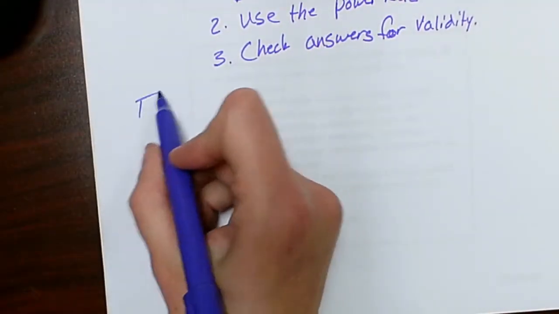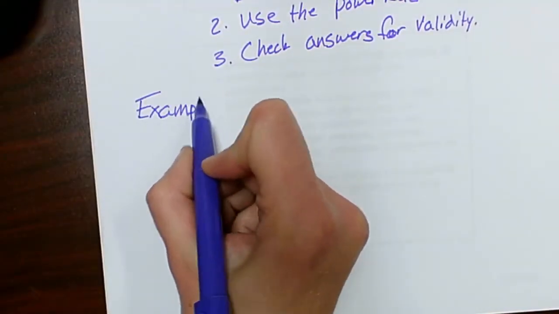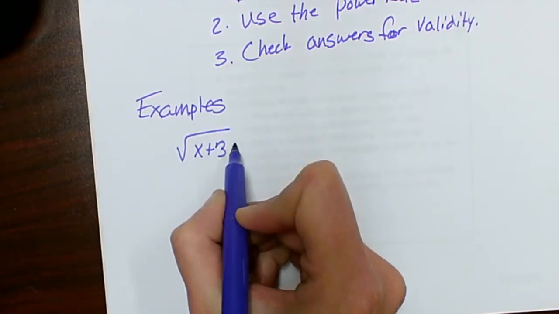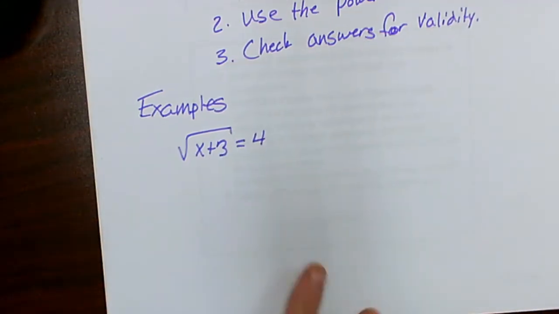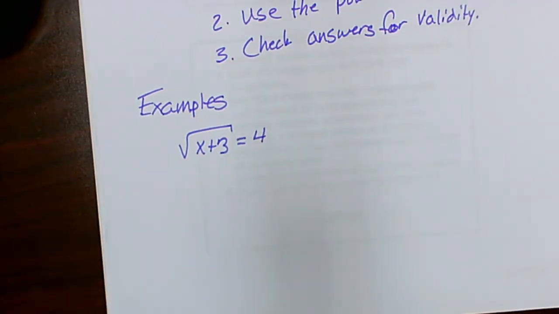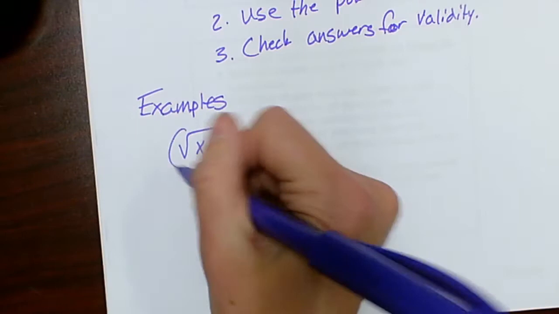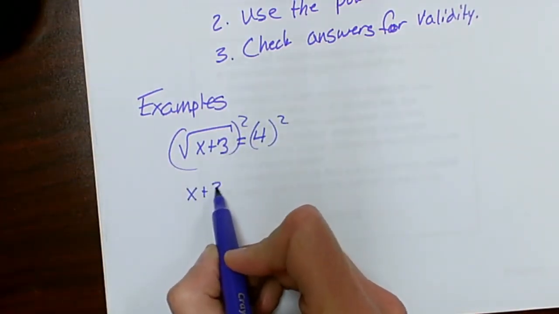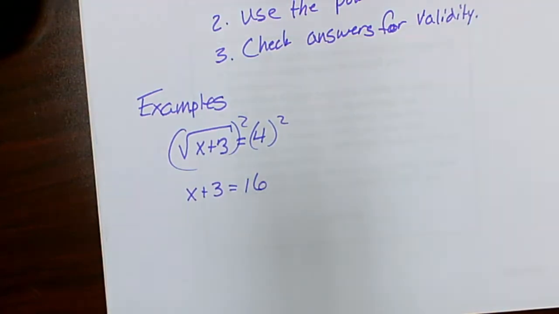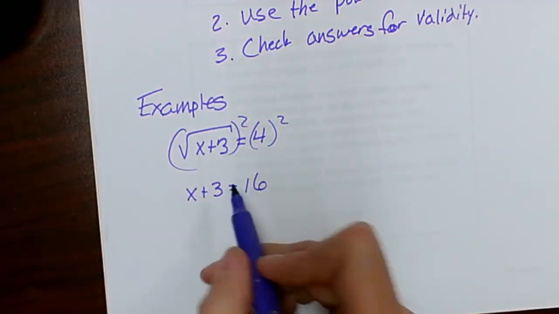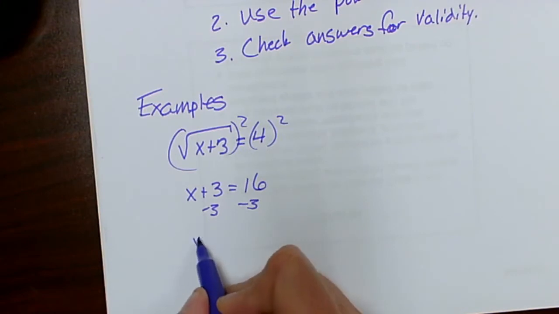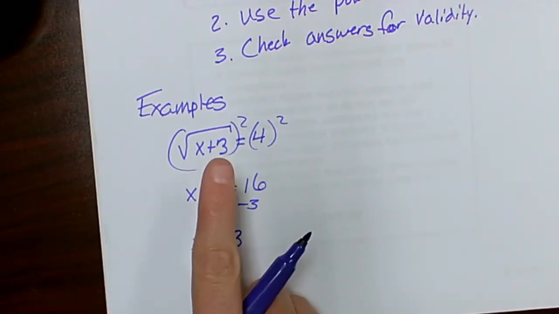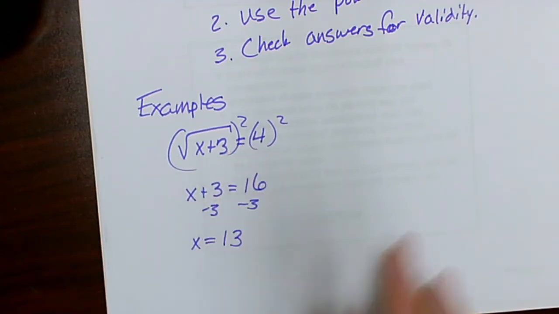So to start out with examples, we will have square root of x plus 3 equals 4. So we have a square root isolated. So we are going to square both sides. So that gets rid of the radical. And 4 squared is 16. You're subtracting the 3, so x equals 13. So 13 plus 3 gives us 16. Square root of 16 is 4.